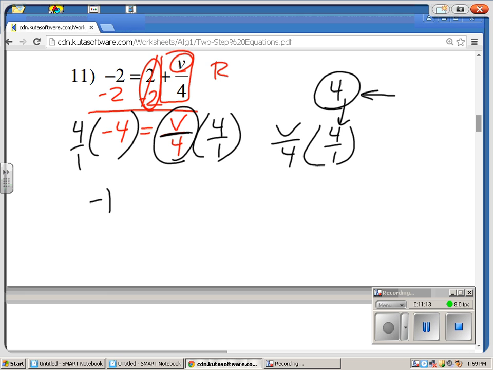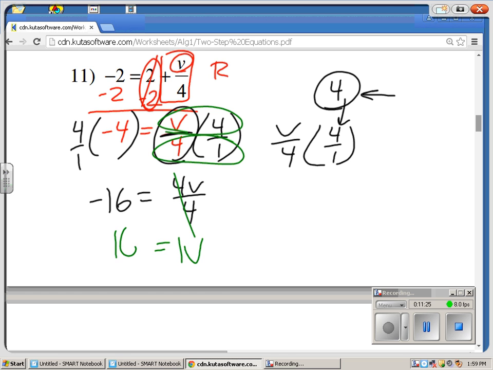On the left side I get negative 16. On the right side I get 4v over 4. I just multiplied the numerators to get the 4v. I multiplied the denominators to get the 4. And 4 divided by 4 equals 1. So I get 1v equals negative 16. So v equals negative 16.